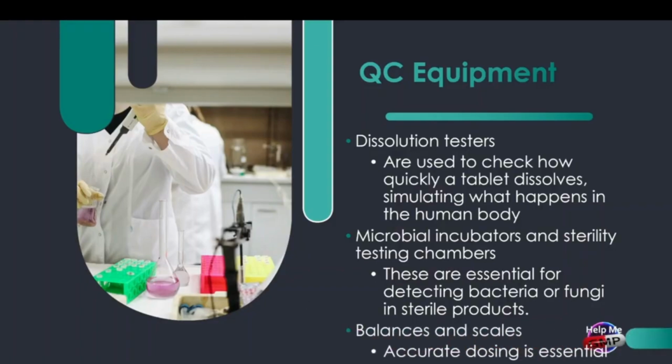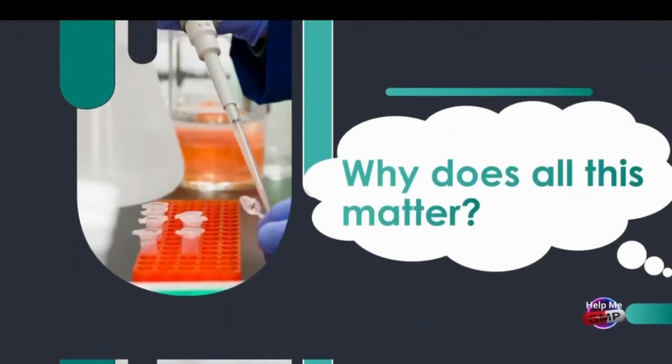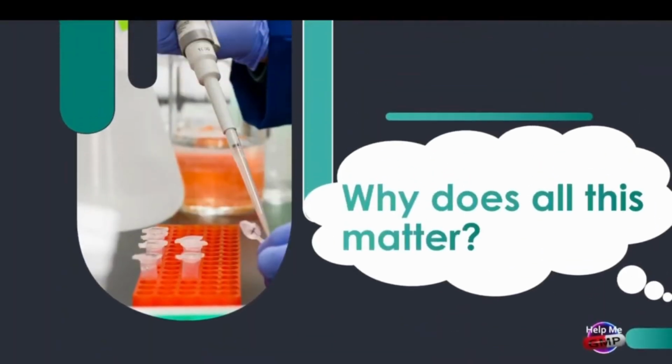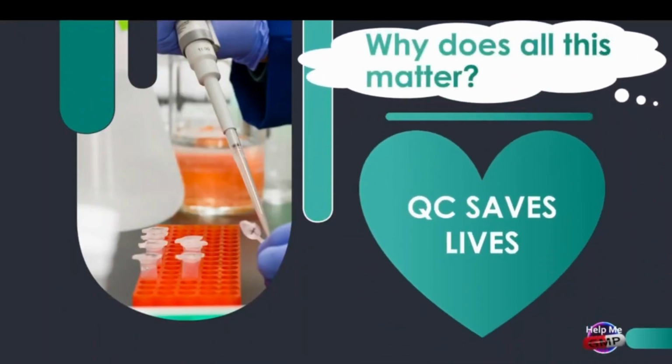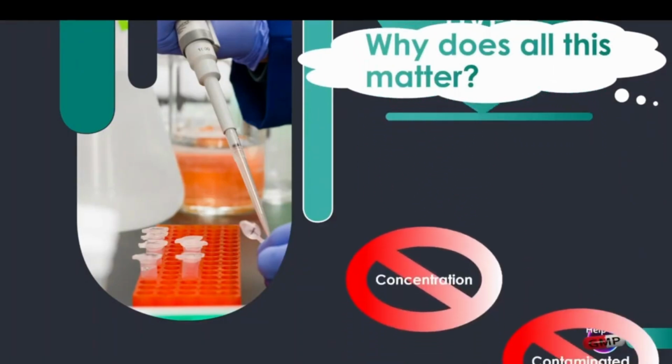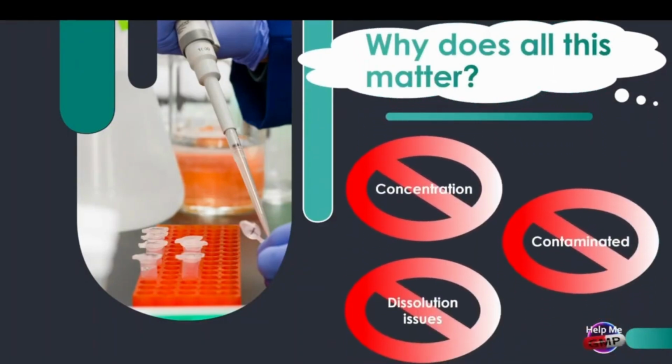And let's not forget about balances and scales, because accurate dosing is everything. A medicine with too much or too little of the active ingredient can be dangerous. Every single one of these machines plays a key role in ensuring patient safety before a product even reaches the market. So why does all of this matter? Because quality control saves lives. Think about it. If a medicine is released with the wrong concentration, if it's contaminated, or it doesn't dissolve properly, the consequences could be deadly.